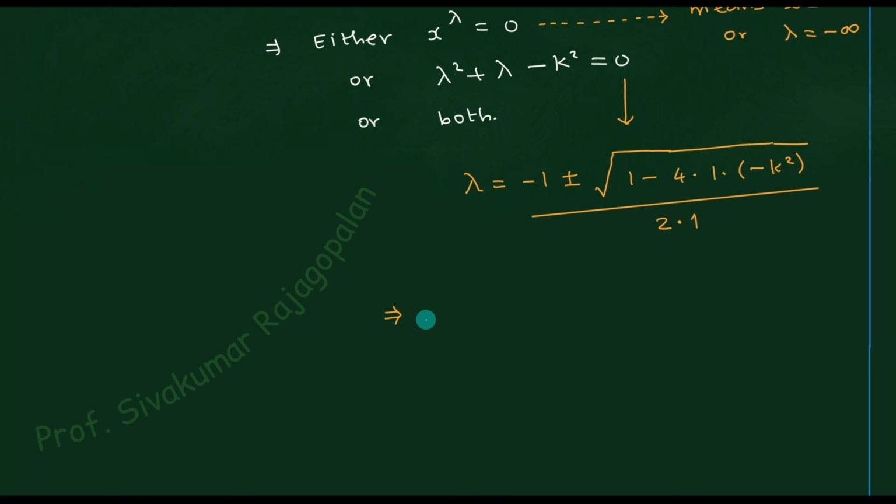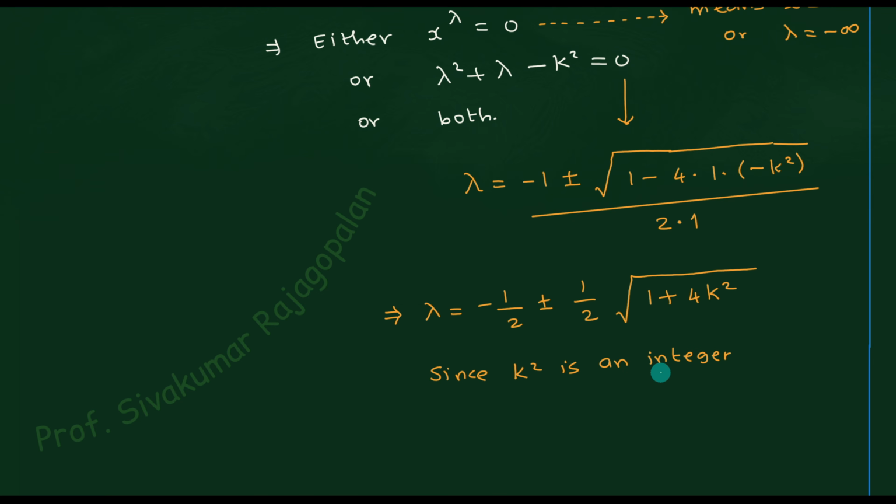So we have lambda equal to plus or minus 1 by 2, then the square root of 1 plus 4k square. We are unable to write it as a square, so we can't finish here. Let me explain. What is known to you is that k square is an integer. Since k square is an integer, we can think about expressing this particular quantity in terms of another integer.